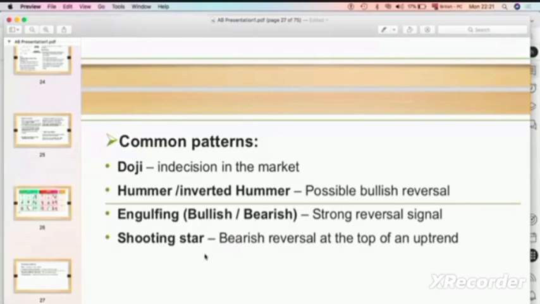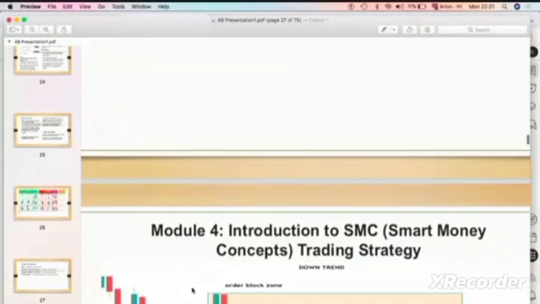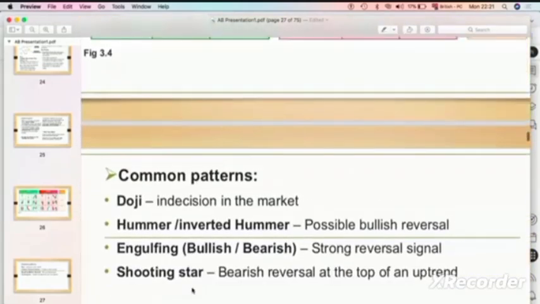We use the shooting star fewer of the times. I don't really use it that much, but in some cases we use it. But these three patterns are really important, and those are common patterns that you find when you are trading. So for today's topic, we covered almost everything.